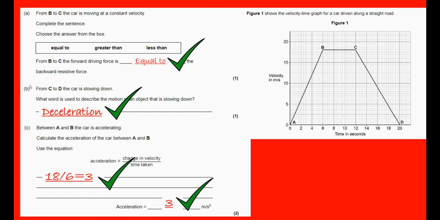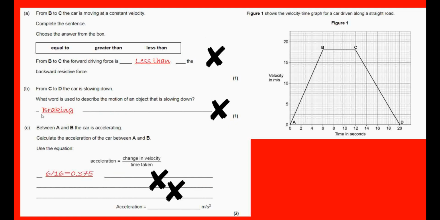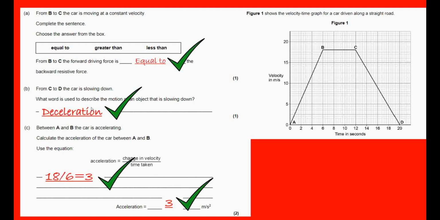Now, for C to D, the car is slowing down. While you might think it's braking, and this question is related to braking, that's not what we call it. We call it deceleration. So to get the mark, we need to put deceleration.